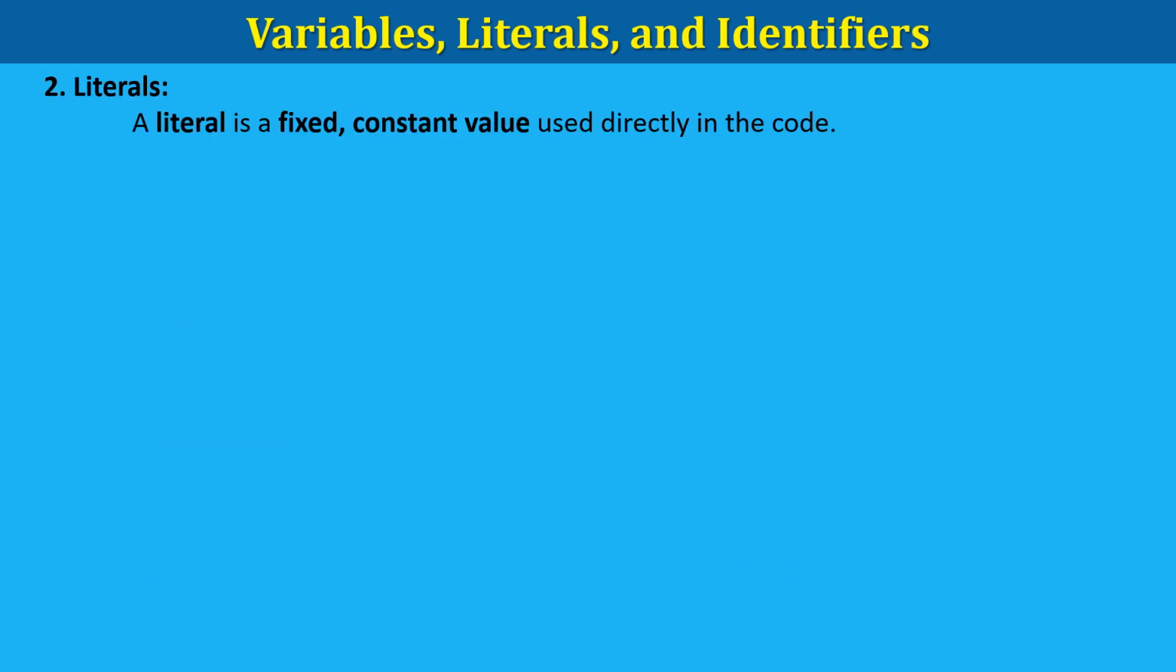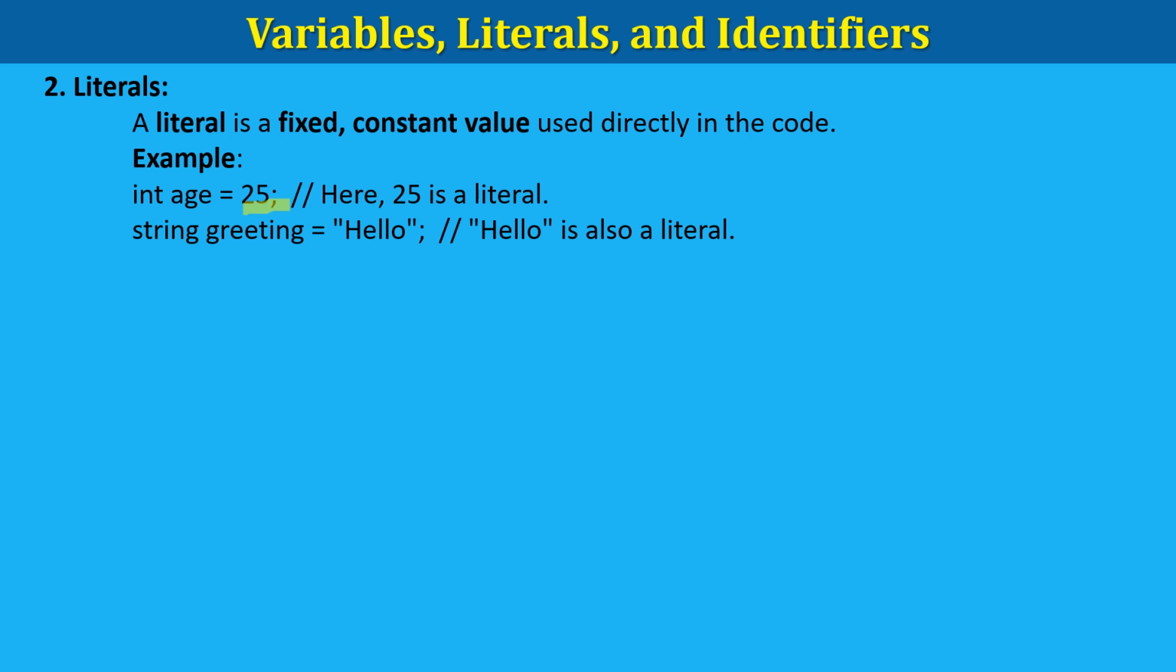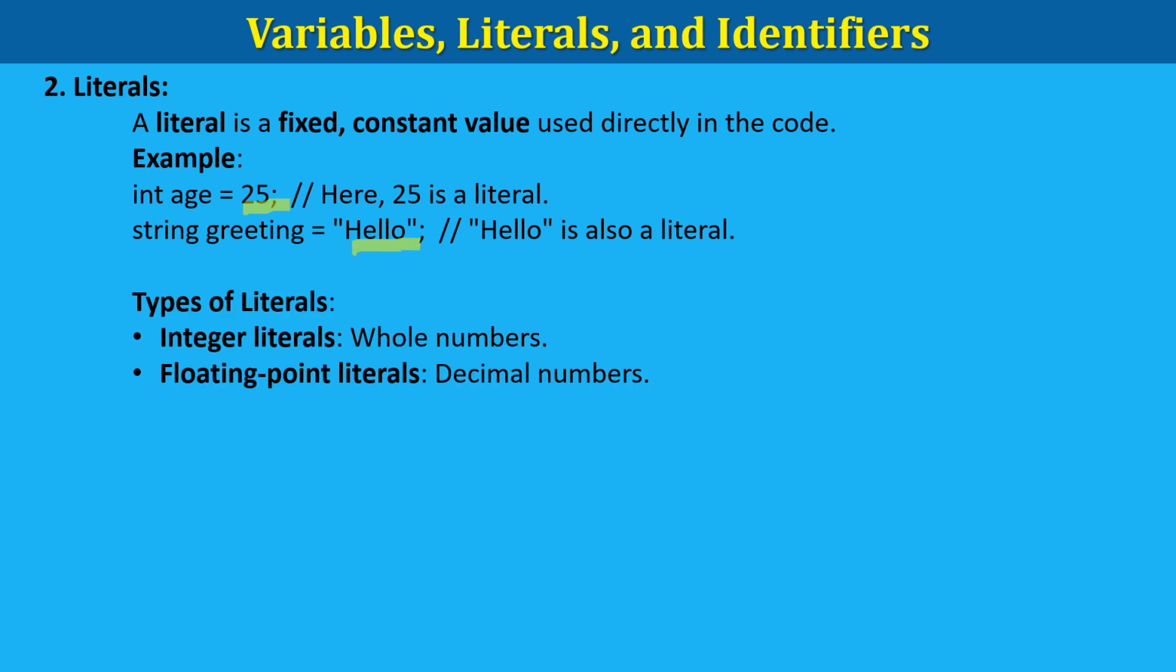Literal. A literal is a fixed constant value used directly in the code. It represents a value that does not change during program execution. An example is int age = 25; here 25 is a literal, already fixed. In string greeting = "hello", hello is a literal because it is fixed, not from user input.